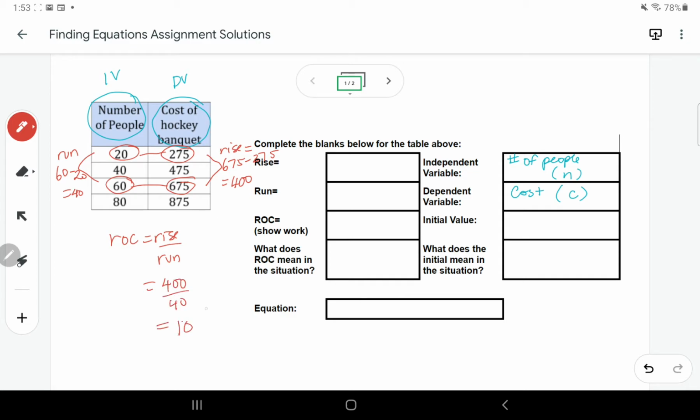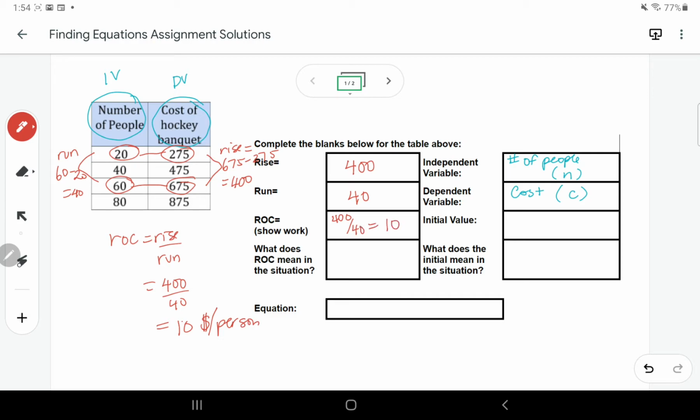And remember that the units of rate of change is always the rise units, which is dollars, over the run units, which is per people. So it's $10 per person. So I'm just going to fill in my answers here. Rise is 400, run was 40. You may have different numbers there, but you should have something that will equal the same rate of change. So you might have had 220 or 660 for your rise and your run. So I'm just going to do 400 over 40 equals 10 for my rate of change.